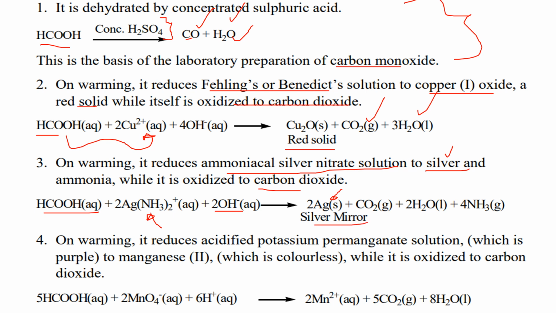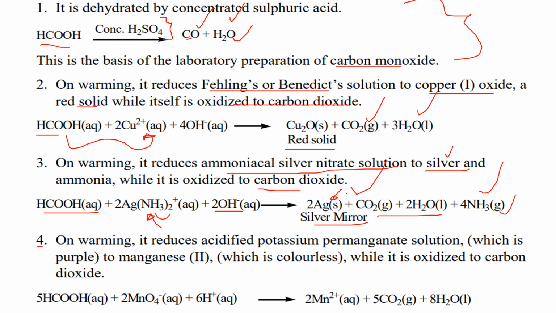Now we're also saying that the reagent is reduced to silver, which is a silver mirror, and then it also gives us ammonia. Now this ammonia dissolves in solution to give us an aqueous solution, but however, even if you write the gaseous state, it's acceptable. And then our methanoic acid gets oxidized to carbon dioxide and water, just like you see here.